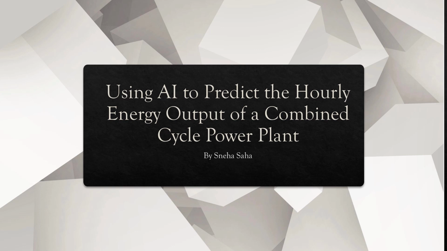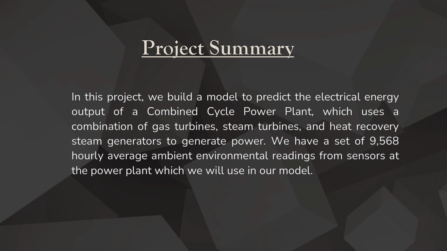Hello everyone, this is the final project on using AI to predict the energy output of a combined cycle power plant. In this project, we build a model to predict the electrical energy output of a combined cycle power plant, which uses a combination of gas turbines, steam turbines, and heat recovery steam generators to generate power.